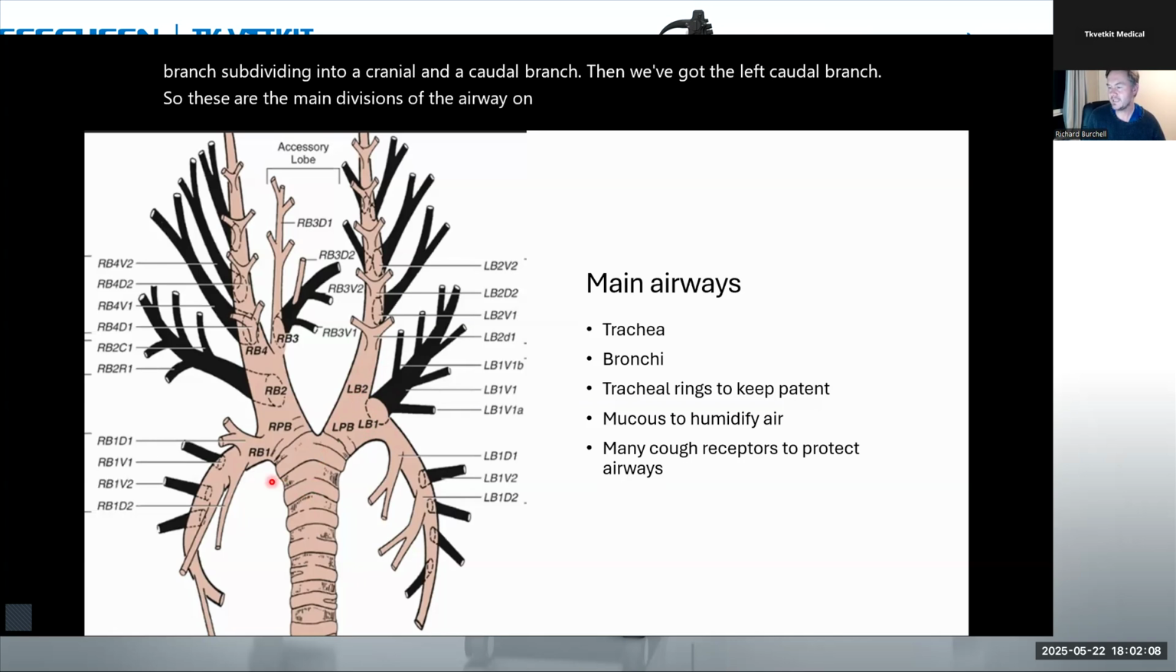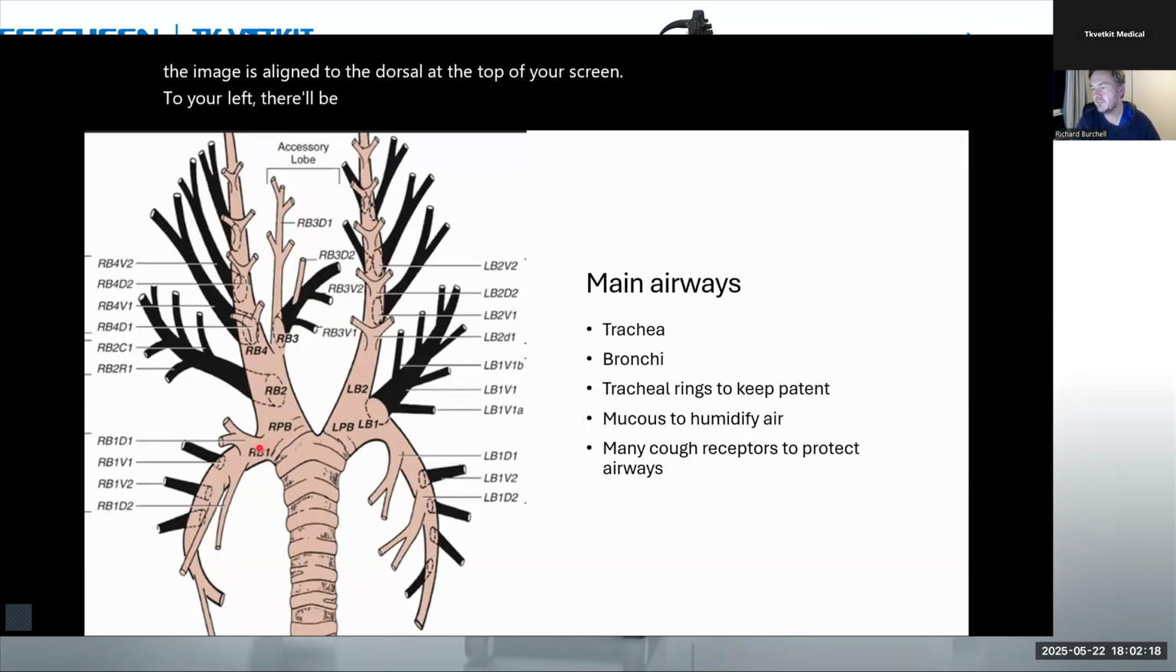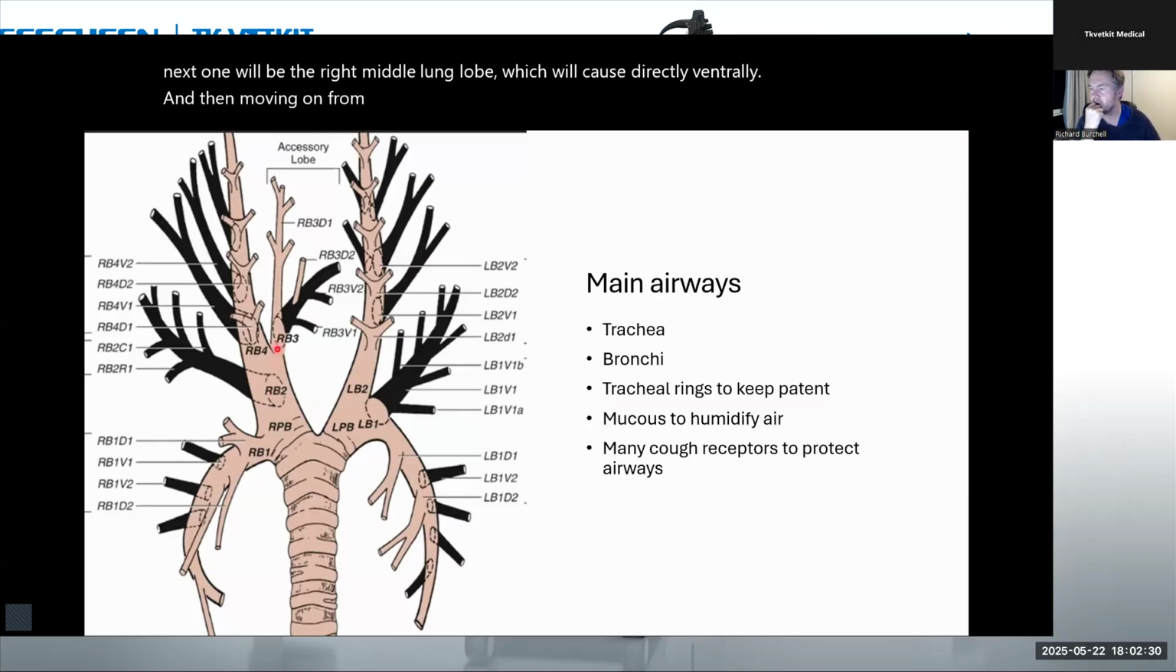On the right-hand side, if you're coming in and the image is aligned so that dorsal is the top of your screen, to your left, there'll be a sharp curving airway, which will be the right cranial lung lobe. The next one will be the right middle lung lobe, which will course directly ventrally. And then moving on from that, you will see the right accessory and you will see the right caudal.